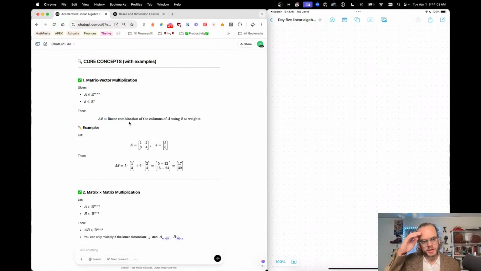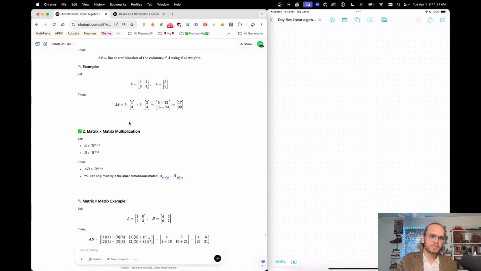A times x vector is a linear combination of the columns of A using the vector as weights. So if A is 1, 2, 3, 4, and the x vector is 5, 6, I do 5 times the first column plus 6 times the second column. Okay, cool. I've actually done this sort of matrix multiplication before. I just kind of memorized the method, but you go down the column and across on the thing that you're multiplying by. I didn't explain that very eloquently, but let's go and do some practice.